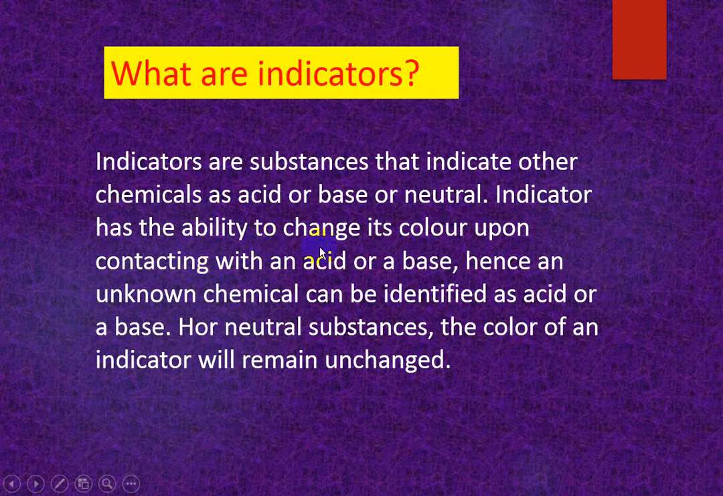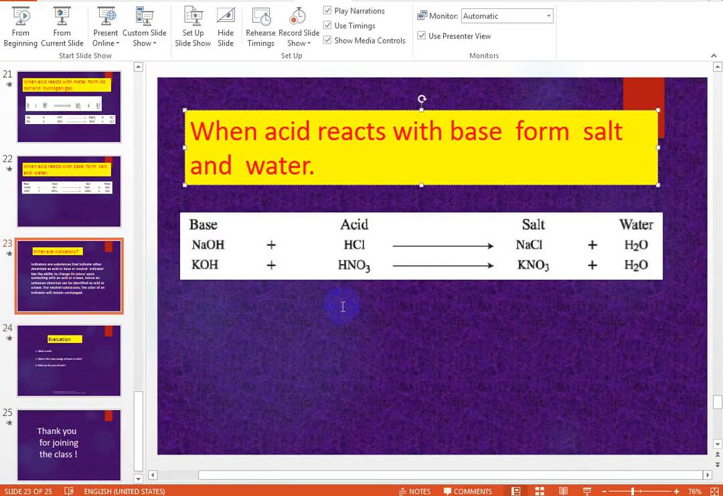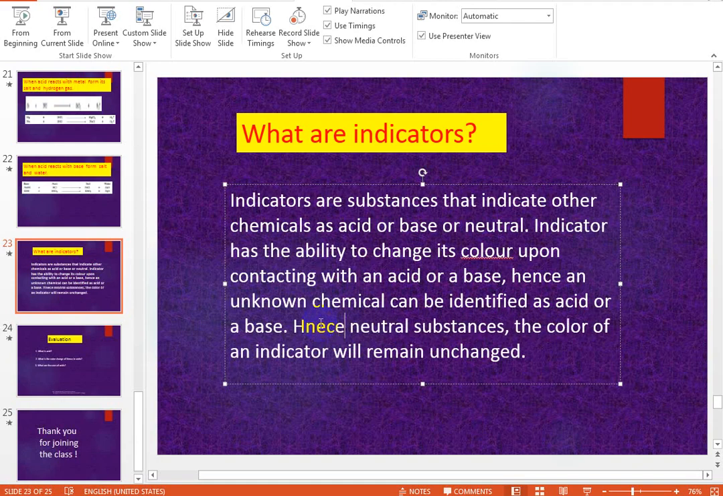An indicator has the ability to change its color upon contact with an acid or base. Hence an unknown chemical can be identified as acid, base or neutral. For a neutral substance, the color of an indicator will remain unchanged.